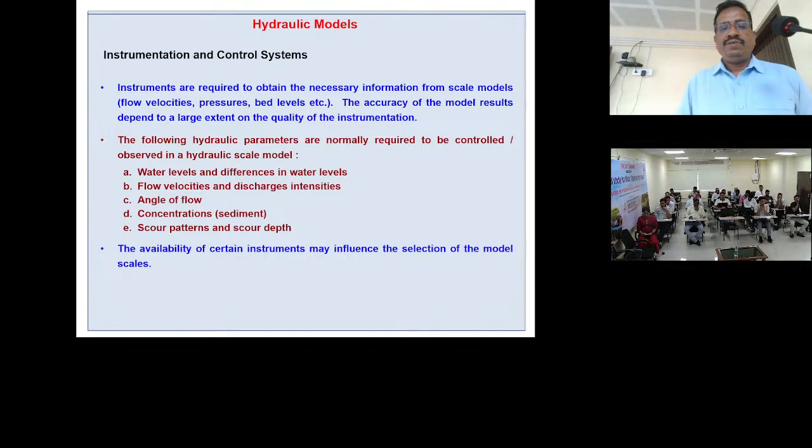Water levels and differences in water levels. Flow velocities and discharge intensities. Angular flow we can measure. Sediment concentration, and scour patterns and scour depth we can measure in the physical models. The availability of certain instruments may influence the selection of the model scales.